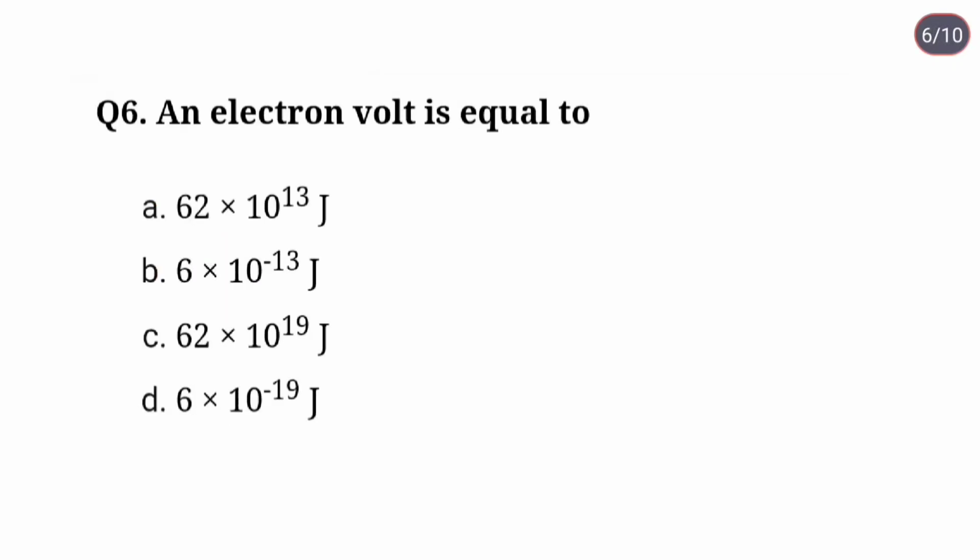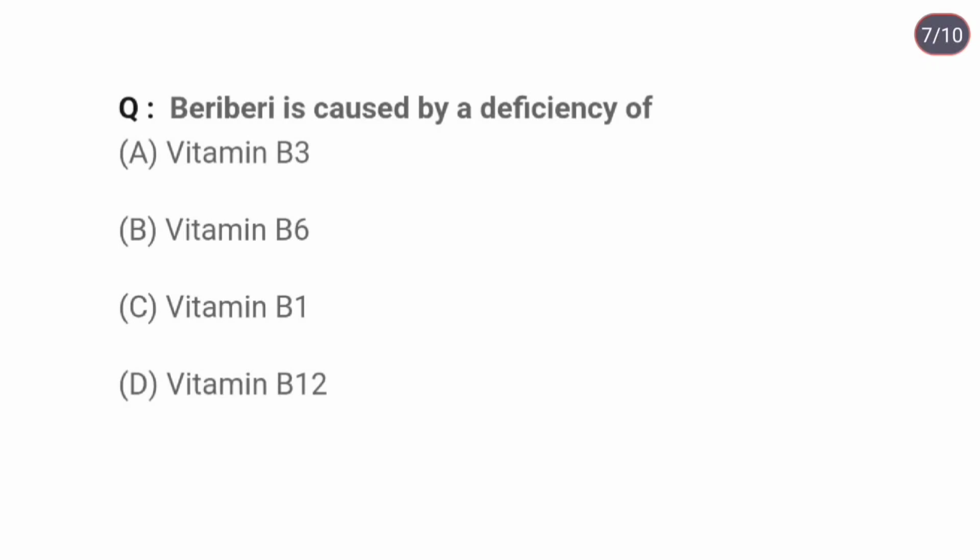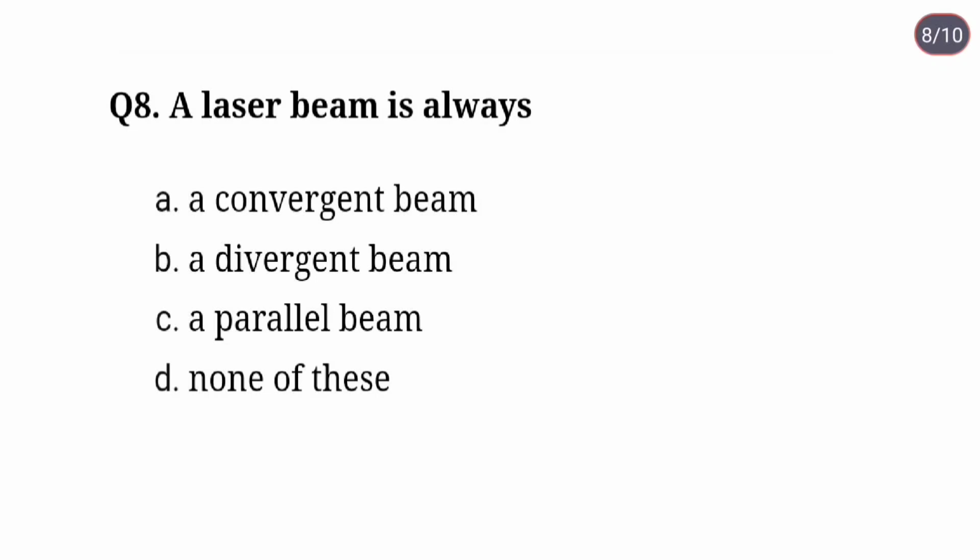An electron volt is equal to 6 into 10 raised to power minus 19 joule. Beriberi is caused by a deficiency of vitamin B1. A laser beam is always a parallel beam.